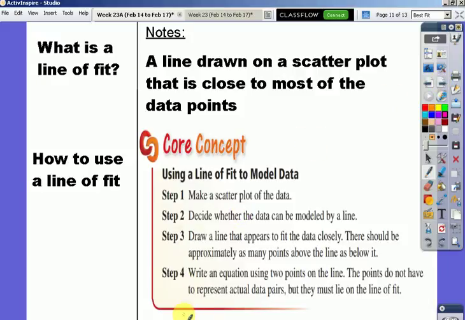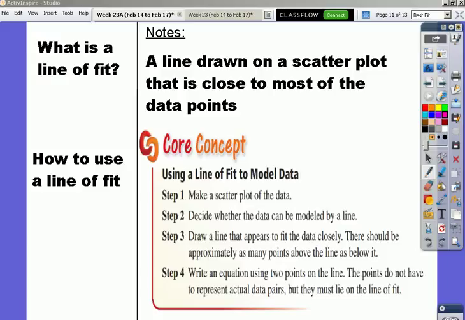Alright, we're going to look at making a line of fit. It says, what is a line of fit? It's a line drawn on a scatter plot. So all those scatter plots that we drew, we're going to draw a line through them so we can model the data. This is how to do it. So you want to make a scatter plot. We've already done that. Decide whether or not it can be modeled by a line. That means, is it positive or negative? If it's neither, then it can't be modeled by a line. Then there's no correlation. You can't make a line of best fit.